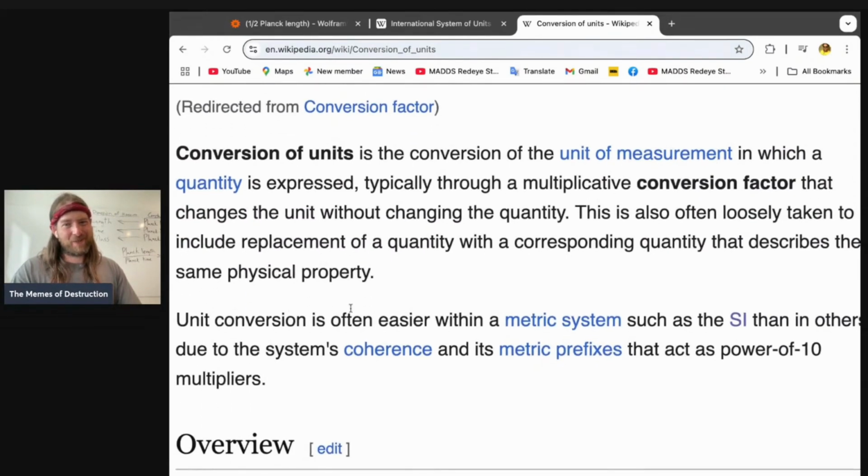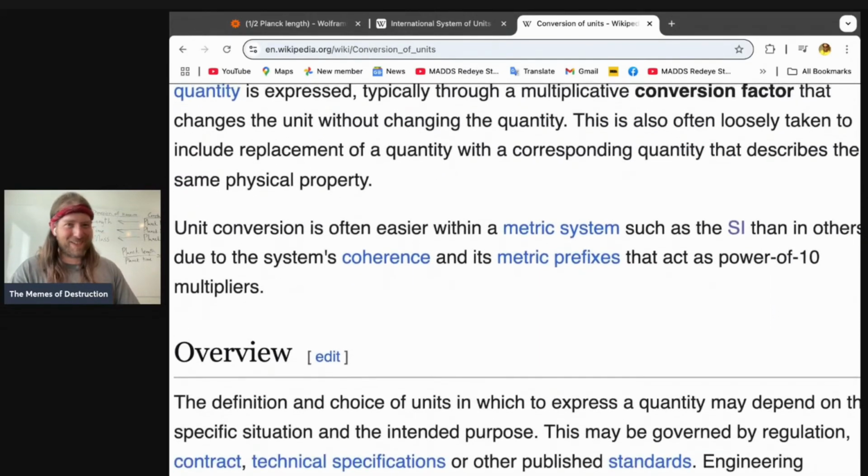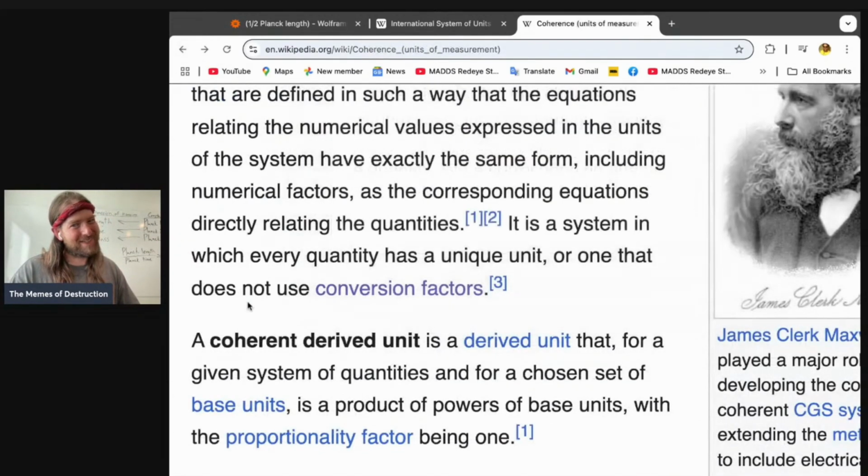Okay. Unit conversion is often easier within a metric system, such as SI, than others due to the system's coherence and its metric prefixes that act as a power of 10 multiplier. Oh, that makes things a lot easier. If we could have base 10 or something like that, God, that would make our lives a lot easier. Wouldn't that be neat? We go back to coherence.